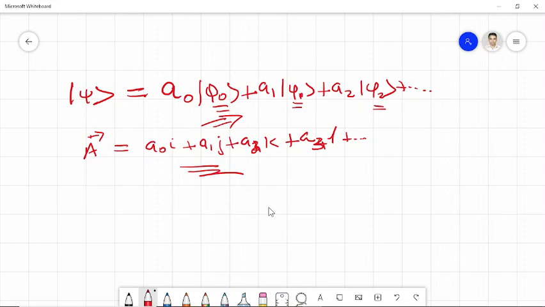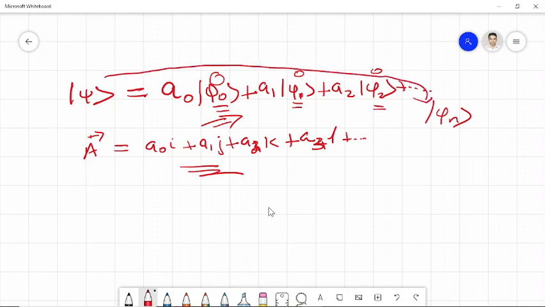So here phi 0, phi 1, phi 2 are also known as basis vectors phi n. Okay, so now we are able to expand the state vector using the basis vectors phi n, and it all started by multiplying the unit operator and using the completeness relation.